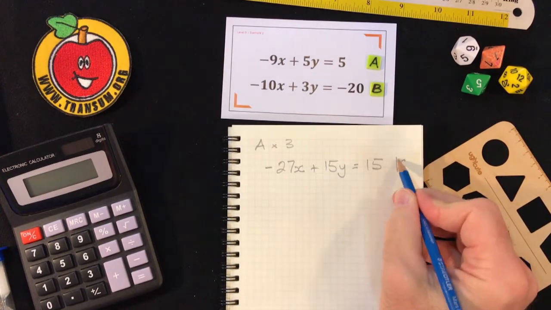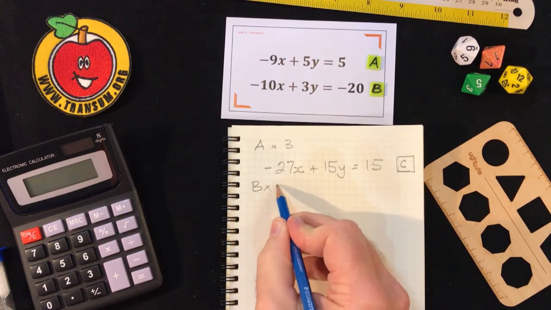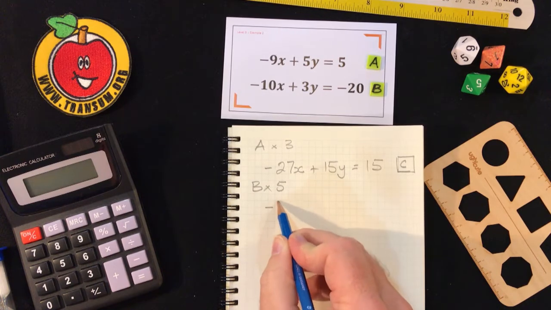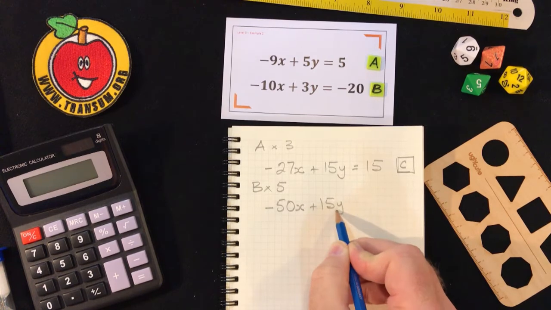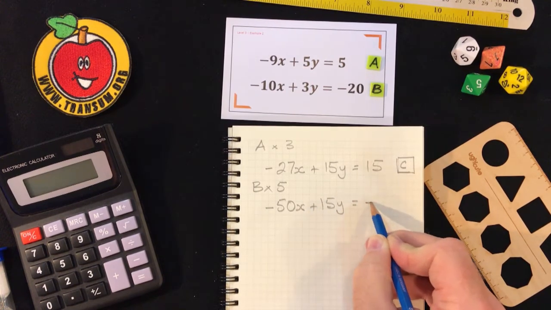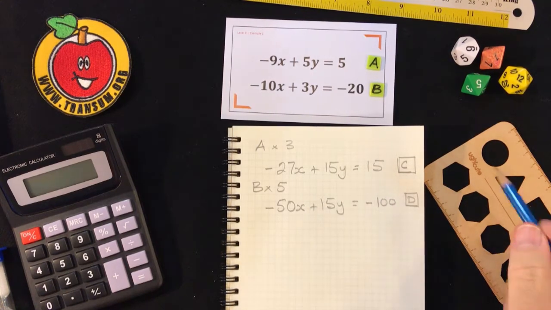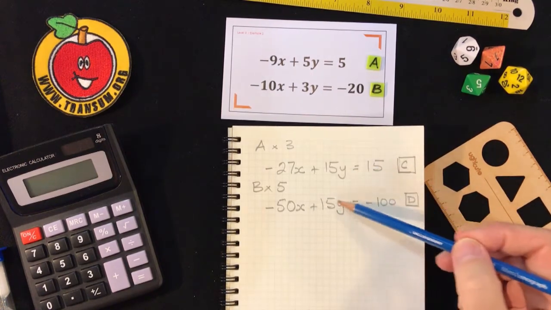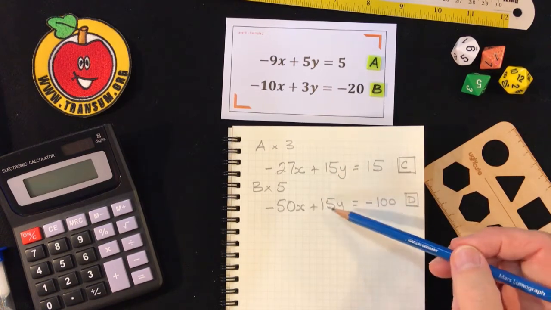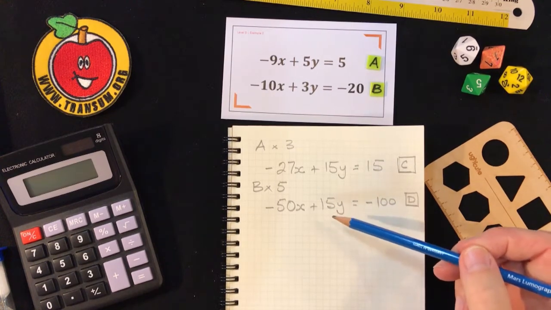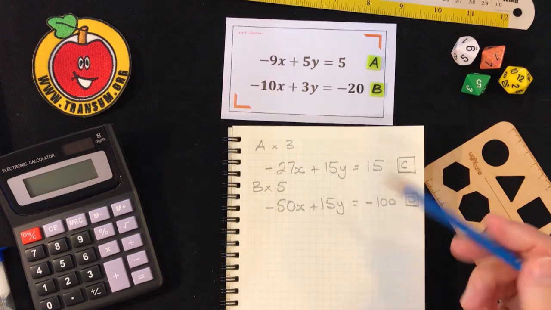And I'll call that equation C. Then I'll take equation B and I'll multiply that by 5. So I have minus 50x plus 15y is equal to minus 100. And I'll call this equation D. So now I've got the same number of y's in both equations, both with the same sign. So if I subtract one equation from the other, I will get one equation that doesn't contain any y's.